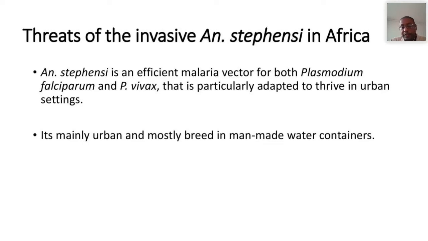However, the one advantage that we see so far with breeding in man-made water containers is that the surveillance and control of Anopheles stephensi could be integrated with surveillance and control for Aedes aegypti, because they co-breed and coexist in man-made water containers, and this has been confirmed in most areas where Anopheles stephensi has been reported so far in Africa, including Djibouti, Ethiopia, and also Sudan.